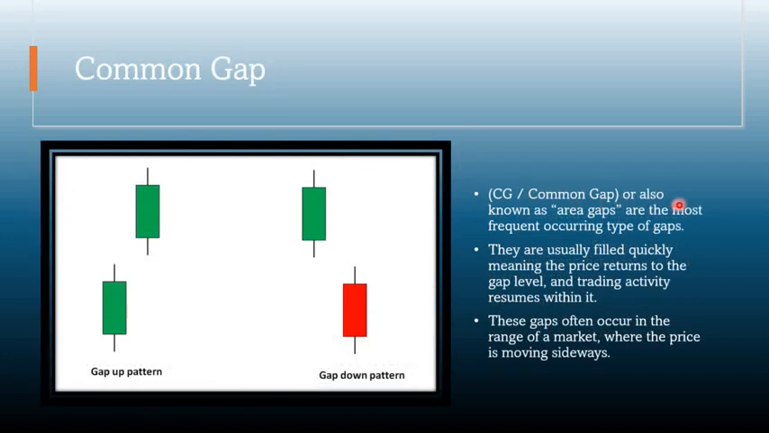Common gaps. Common gaps, also known as area gaps, are the most frequently occurring type of gaps. They're usually filled quickly, meaning the price returns to the gap level and trading activity resumes within it. These gaps often occur in the range of a market where the price is moving sideways. So when we pay attention to common gaps, these are going to be the most common, right? They're going to be the ones that are found most. So whenever the market is consolidating, or is in pre-market, or accumulating price or liquidity, you're going to be seeing these common gaps forming a lot, all right?